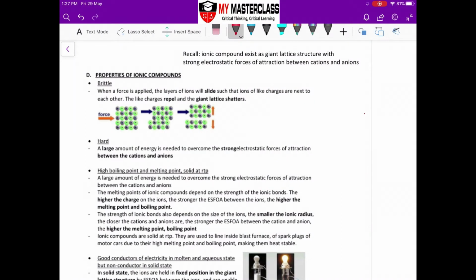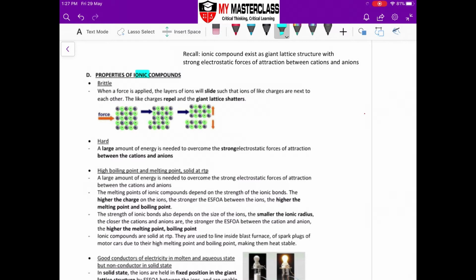Hi students, we have looked at how to draw the dot and cross diagram of ionic compounds and covalent compounds. Now we will be looking at some of the main properties of the ionic compounds and covalent compounds, starting with the ionic compounds first.